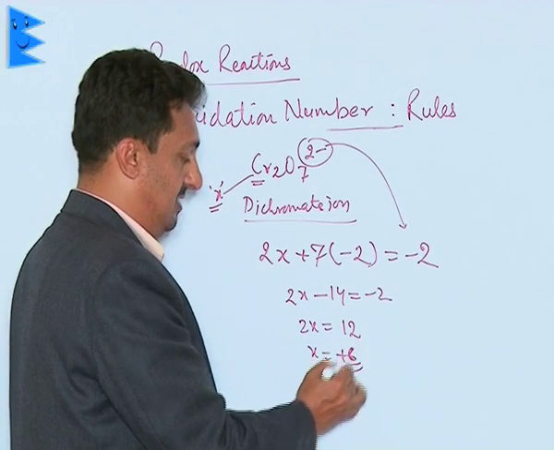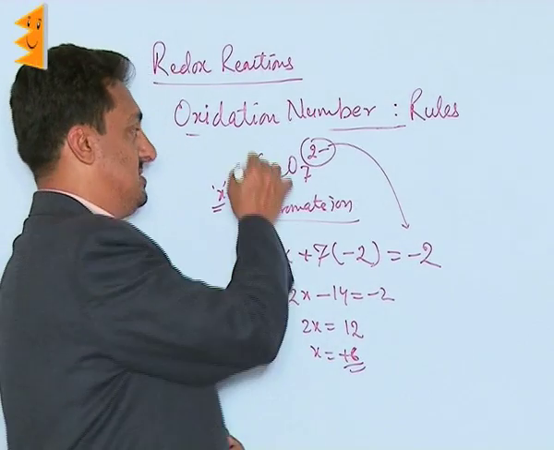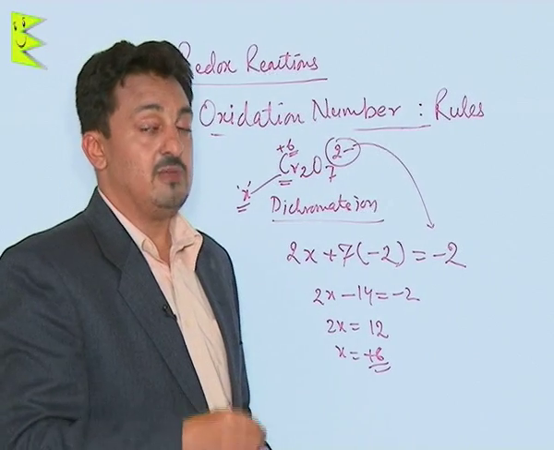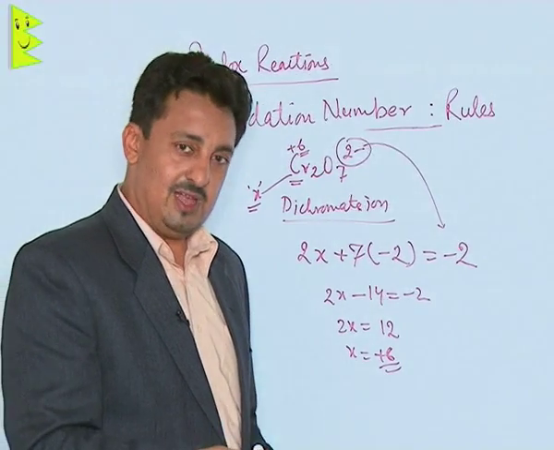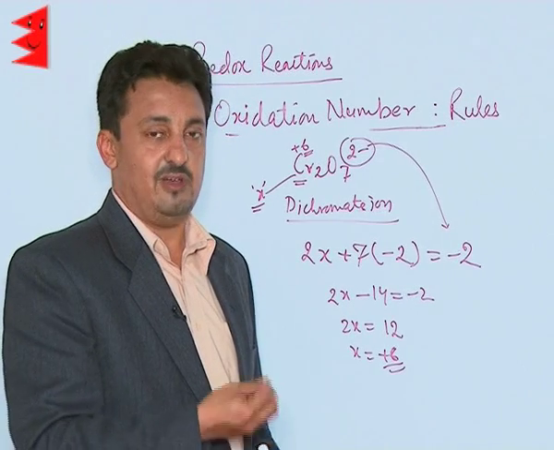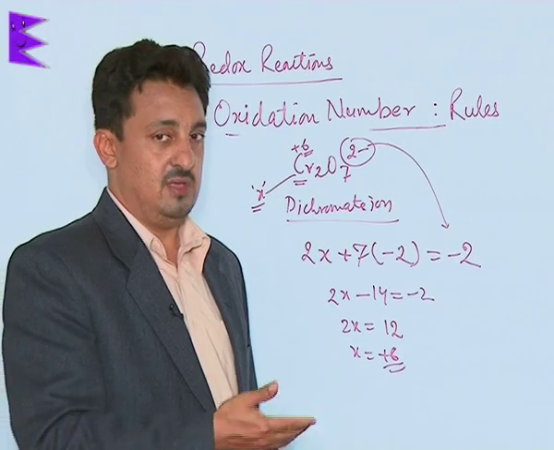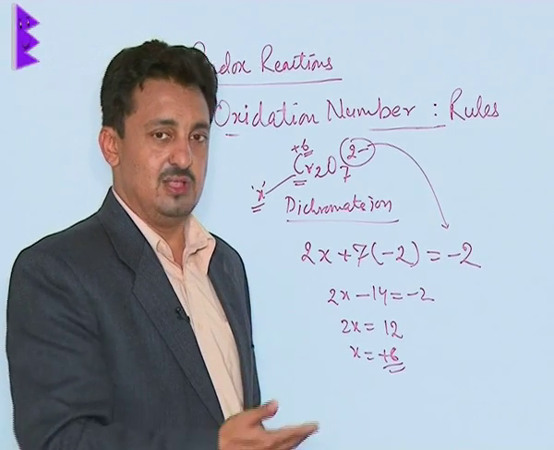So how many electrons is this chromium losing? 6 electrons. So this is how we can find out how many electrons any particular atom in any particular species has lost or gained, by finding its oxidation number following all these simple rules.